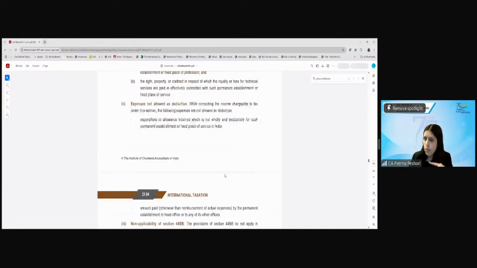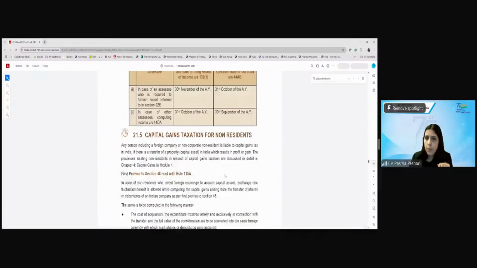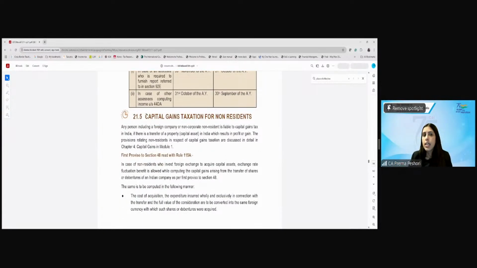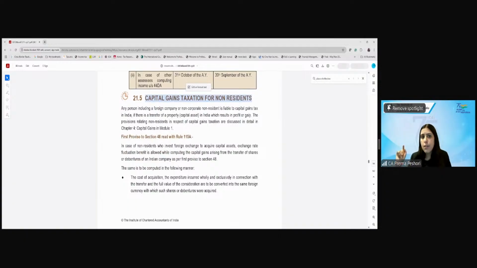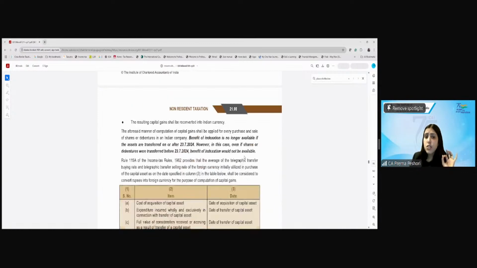44DA, we have already seen with respect to the FTS when you have the permanent establishment. Next is the capital gain taxation for non-resident. Here you have the applicability of the first proviso to section 48. What does it provide? If you are a non-resident and you have invested in the shares of an Indian company or debentures of an Indian company using foreign exchange, then in that case, you will get the foreign exchange fluctuation benefit.